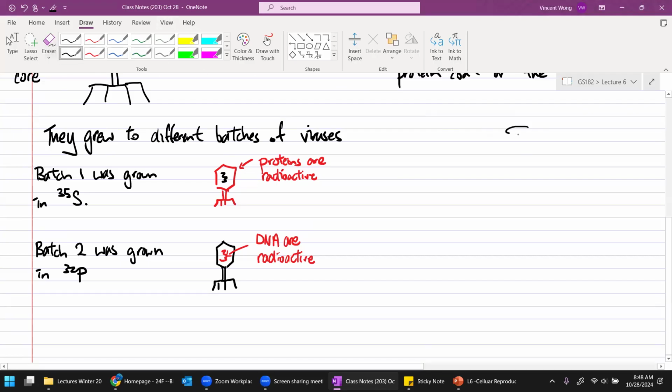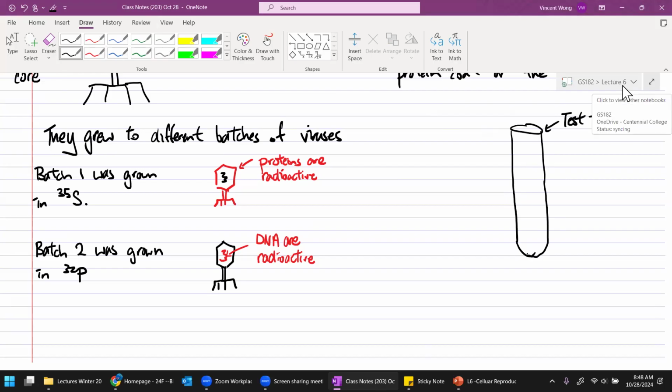So, they have a test tube. Just maybe watch first and then understand before you draw it. Okay, so this is a test tube, like the ones you use for your experiment. The test tube is filled up with the mixture, right? So they let the virus infect the bacteria, and then they put this mixture with the bacteria and the viruses into a test tube, right?